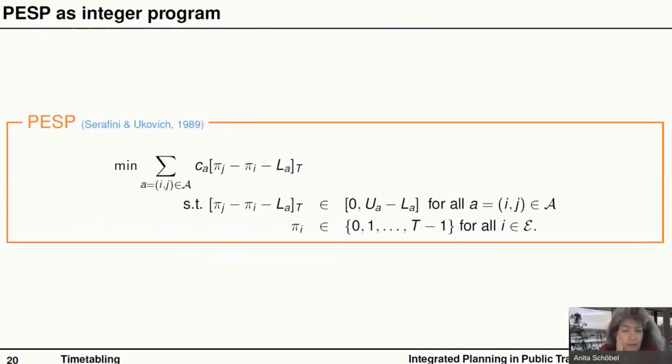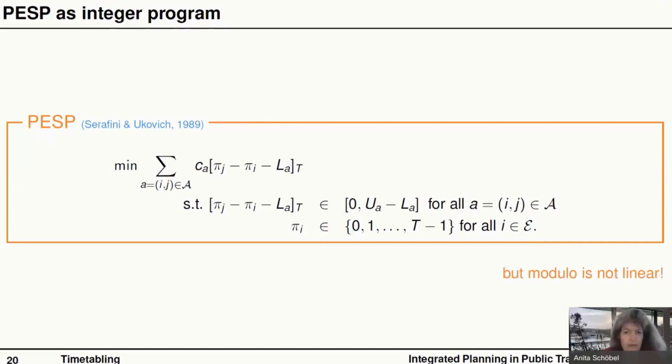And this would be the classical PESP model as it was defined by Serafini and Ukovic in 1989. They already had timetabling as a problem in mind, but in a more general way, where this T means that we have to talk modulo T. So this is our objective, minimizing the traveling time. And this tells us that all these durations are correct. It looks a bit more complicated, but it is the same as we have seen in the example.